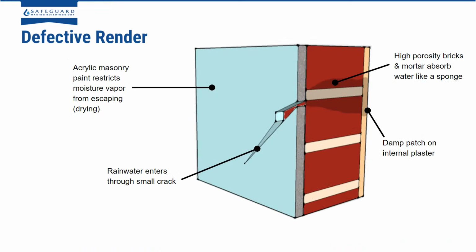So you can see in this picture that any cracks present in the render will allow rainfall water to enter. It will then start to collect, especially because the brick behind it will likely be highly porous, and then eventually start to reach the internal face of the wall, so you're getting damp patches on the internal plaster. Because of the low breathability of the material, there'll be less drying, and so the property will stay damp.